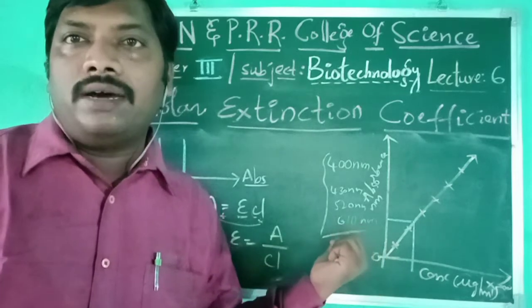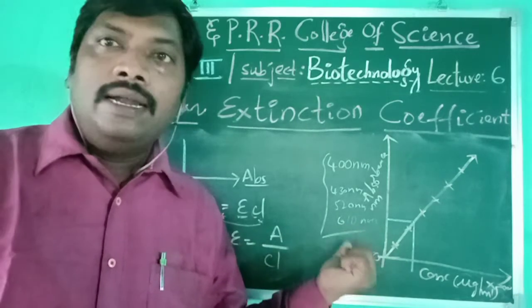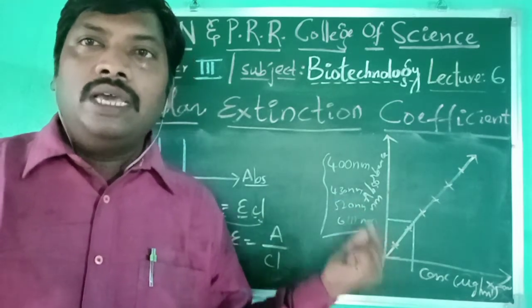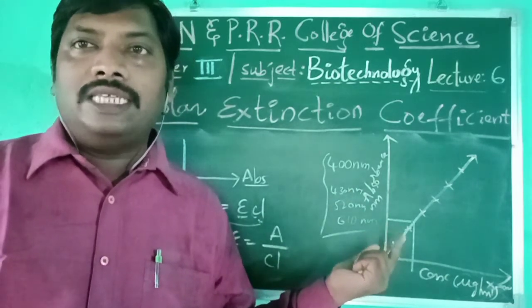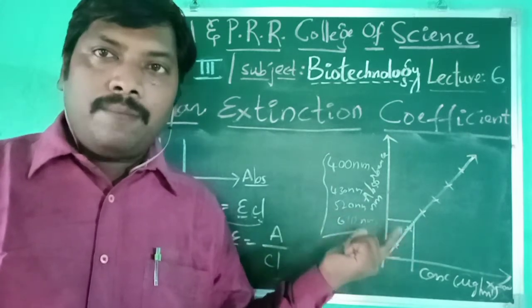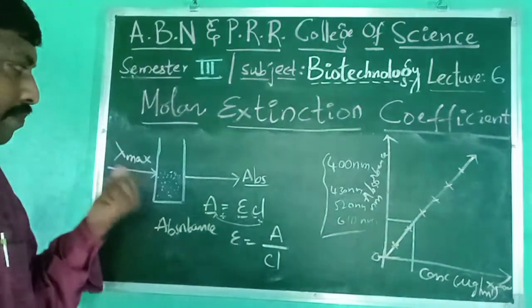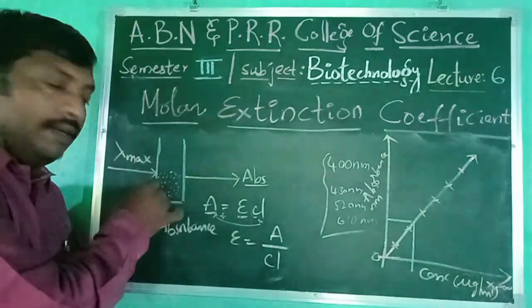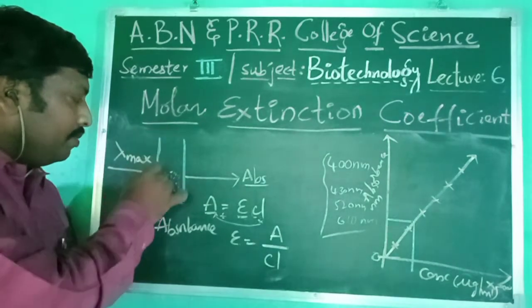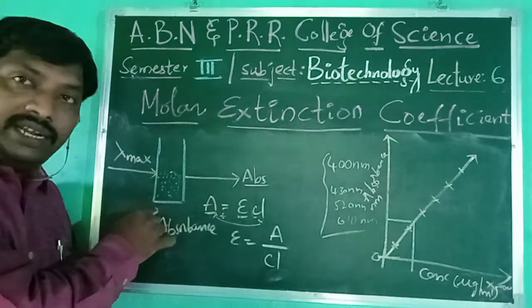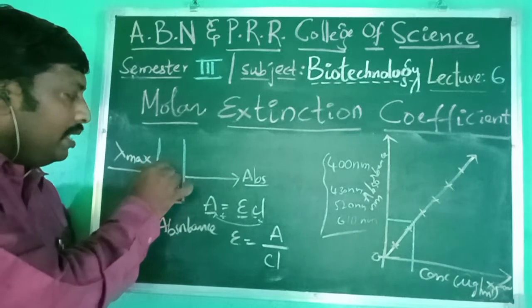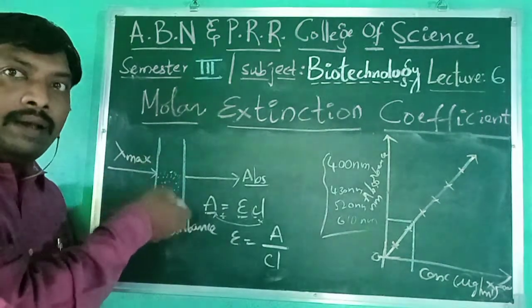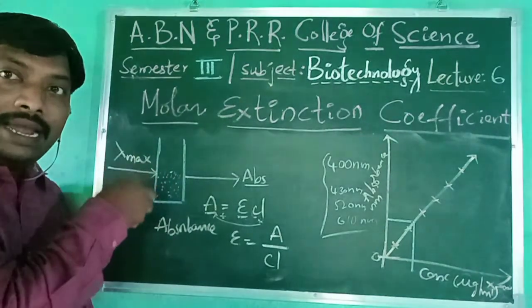Here, 6 to 8 different kinds of filters are present. By these filters we can choose a single type of light, called monochromatic light. That monochromatic light exhibits a particular lambda, that means wavelength, and is focused on the cuvette. This cuvette contains a homogeneous solution satisfying the Beer-Lambert's law.